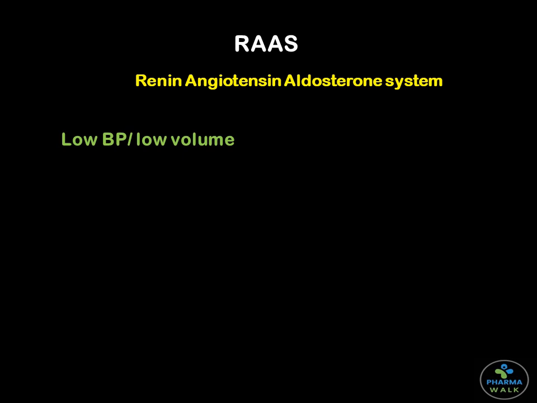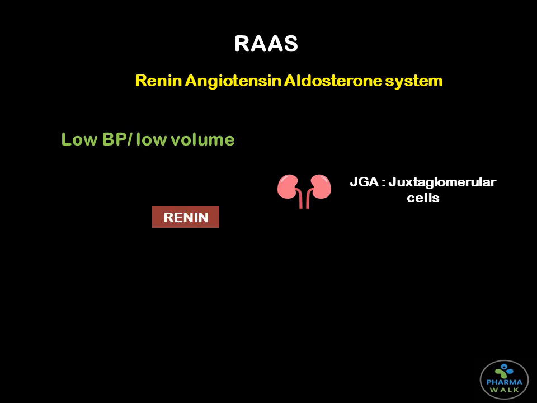When there is low BP, it is detected by cells present in the kidney, the juxtaglomerular apparatus cells. It's like a checkpoint. If there is low BP, it is detected by the JG cells of the kidney. So what will the kidney do? It will release renin. Now what is the function of renin?